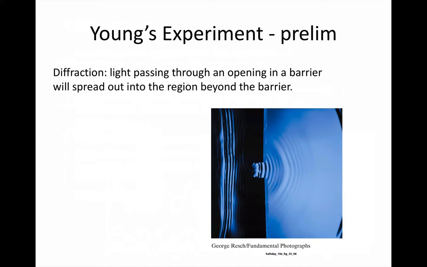Young's double-slit experiment is the one that proved that light is a wave, but understanding that experiment requires us to know the concept of diffraction that we've already spoken about. That means that light passing through an opening in a barrier will flare outwards or spread out into the region beyond the barrier. The wave fronts here that you can see from the water are actually curling around the edges of the aperture.